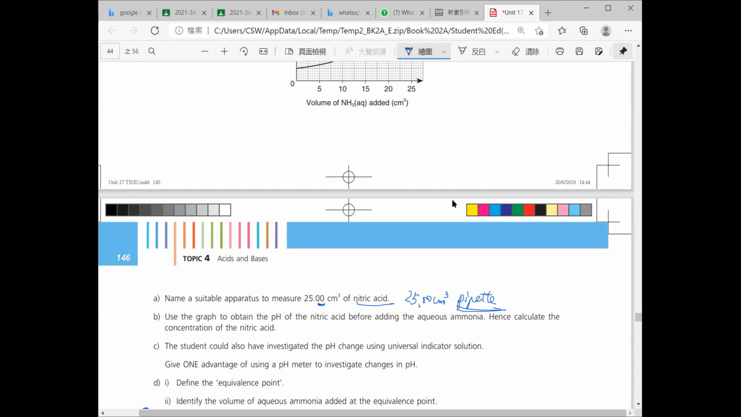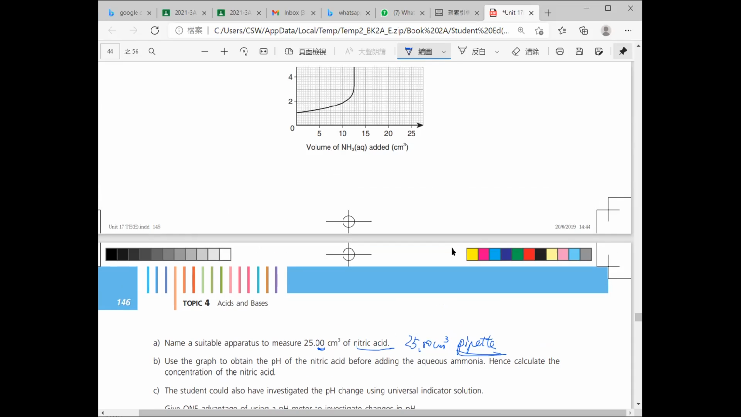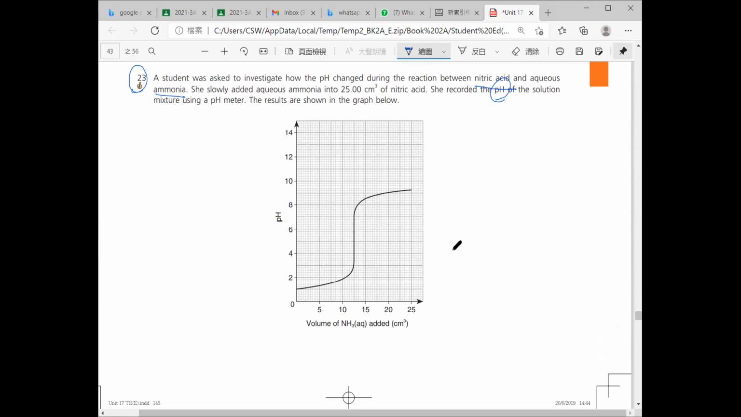B, use the graph to obtain the pH of the nitric acid before adding the aqueous ammonia, and hence calculate the concentration of nitric acid. So where is it? The pH of nitric acid before adding aqueous ammonia. Before adding means no alkaline is added, right? It's exactly at 0. So this is the place. The pH here tells you the pH of nitric acid. Now you measure it as about 1.00, right? 1.00.